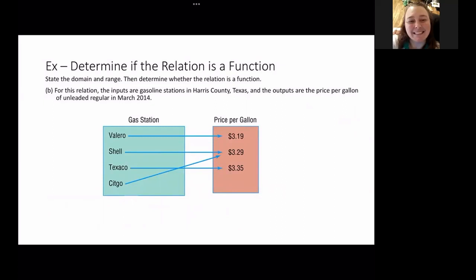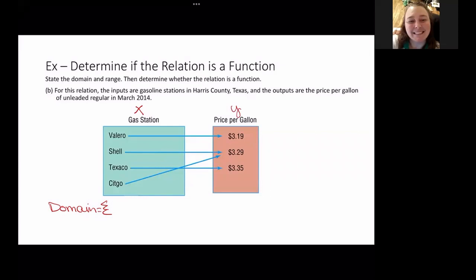Okay, again, let's look at another example. So state the domain and range and determine whether the relation is a function. For this relation, the input are gasoline stations and the outputs are the price per gallon. So we can look at it in that way. So my domain is going to be the gas stations.